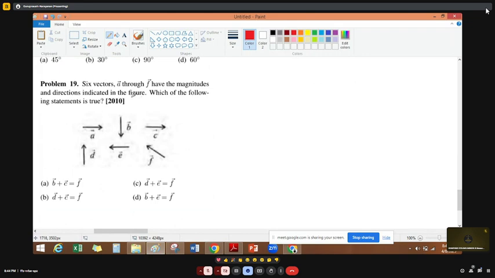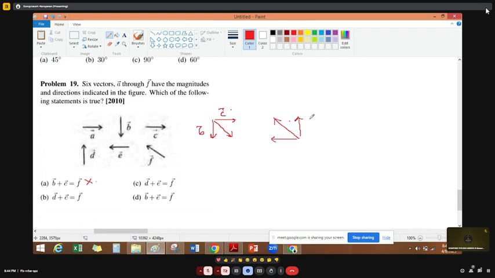Six vectors A through F have magnitudes and directions indicated in the figure. Which of the following statements is true? B plus C gives you F. So B is like this, C is like this. So this is B vector, this is C vector. So B plus C will give me something like this. But then F is this way, which means this is wrong. So F is this way. Which two vectors? That means the vectors should be this way and this way.